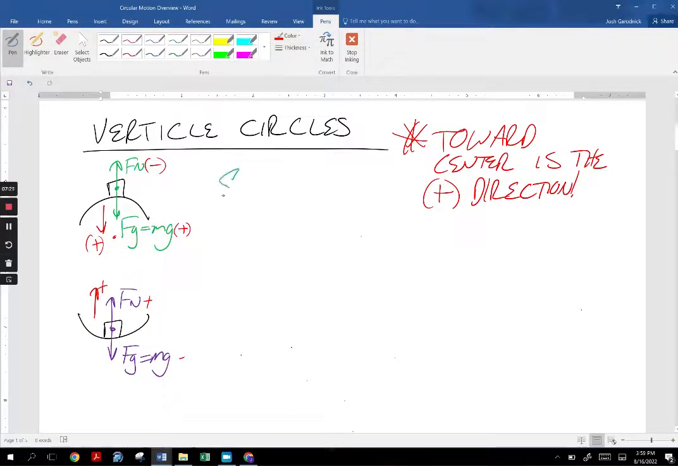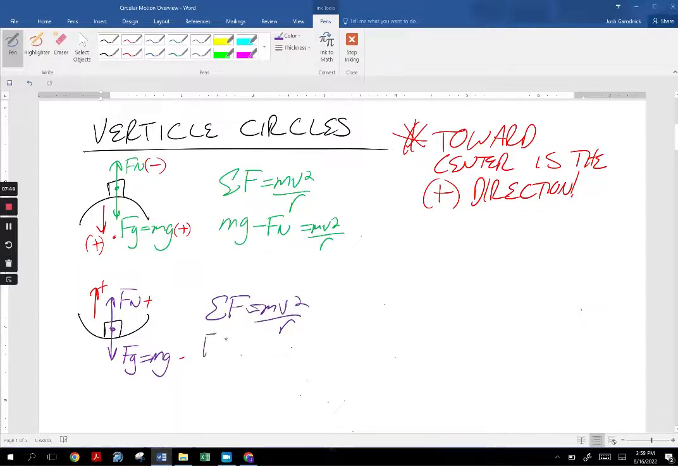After this, let's do a little bit of quick math here. We have the forces that cause the mass to move in a circle. Remember, towards center is positive, so we have mg minus Fn equals mv squared over r. For the one on the bottom, we can sum the forces that cause this mass to move in a circle, and we have normal towards the center, positive, minus gravity, and that causes the mass to accelerate in a circle. Simple as that.